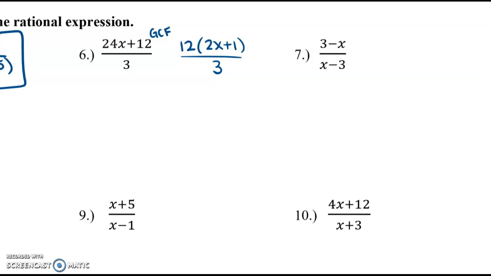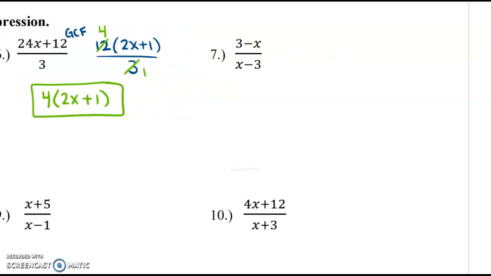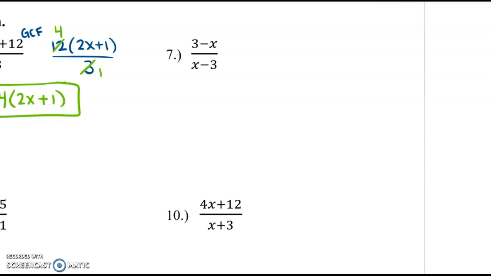So 12 and 3 are both divisible by 3. This becomes a 1, this becomes a 4. So it's going to be 4 times 2x plus 1 over 1, but we don't actually need the over 1 part. So I'm just going to write it like this. Don't distribute, okay? You shouldn't have to distribute at all. Leave your answer factored. It's just one less step that we have to do. We don't have to worry about redistributing and unfactoring.